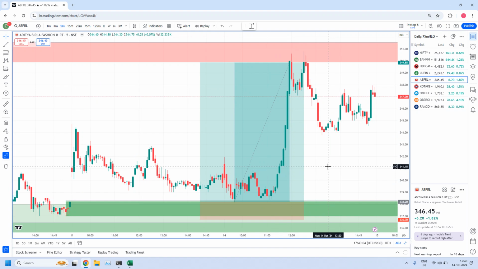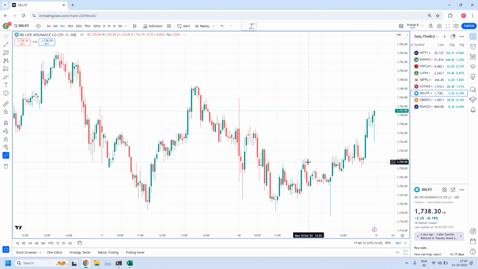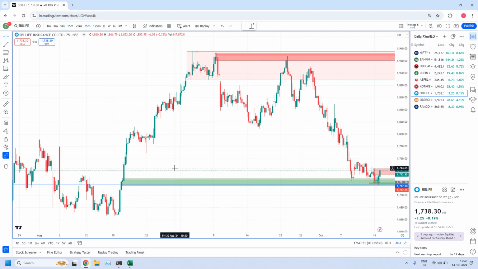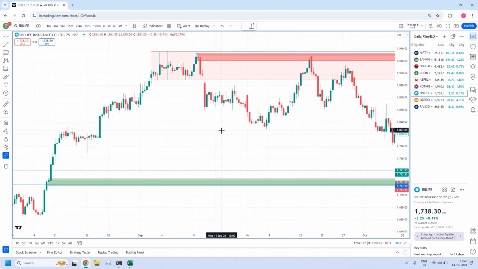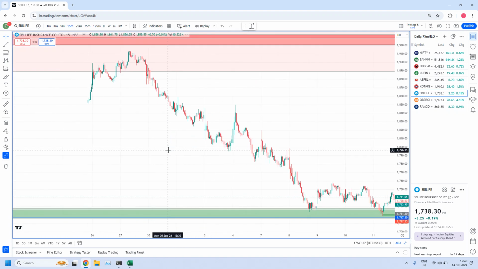So this is about the ABFRL high liquidity zone trade, and the next one we got is SBI Life. SBI Life, we got two trades today. This is also a 75 minutes high liquidity demand zone. It's a rally base rally. This is what our software identified. And this one is fine tuned with the 15 minutes time frame.